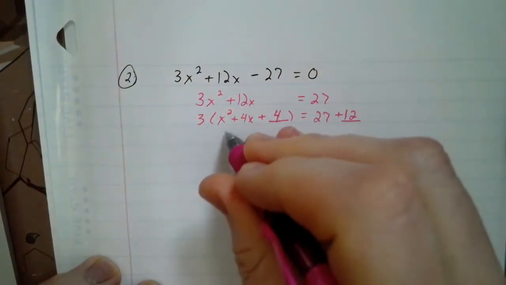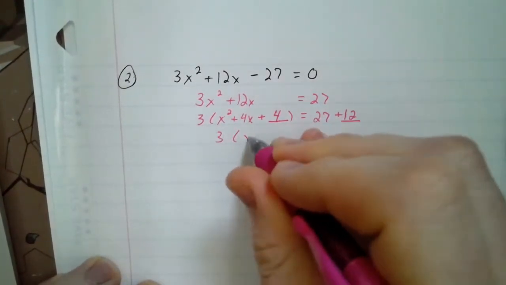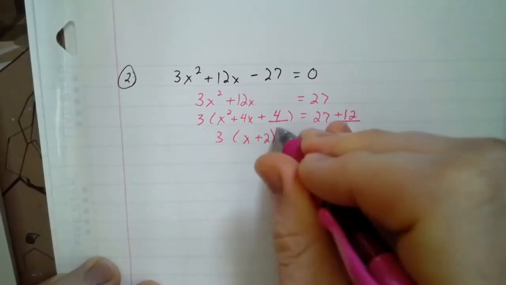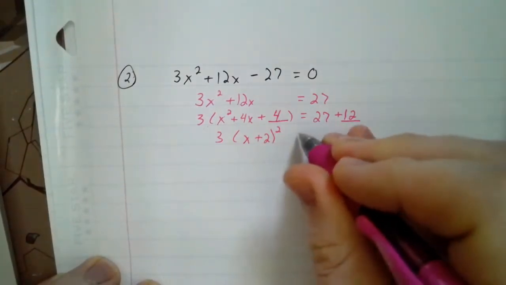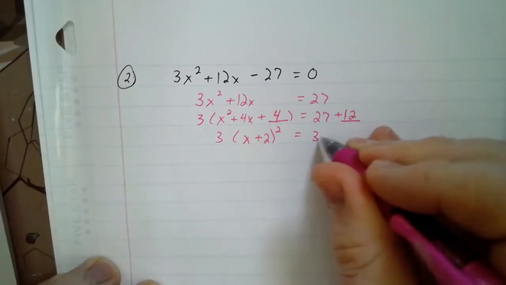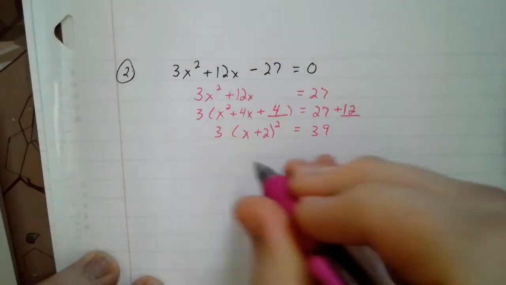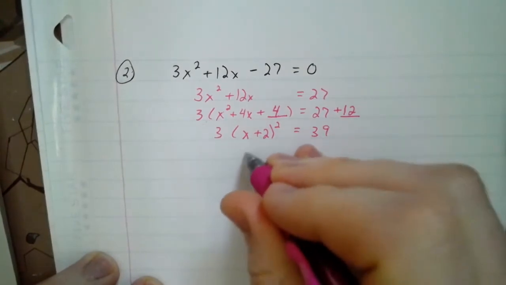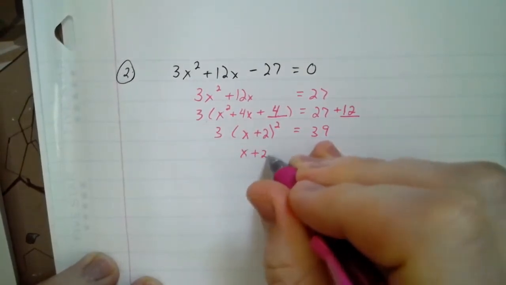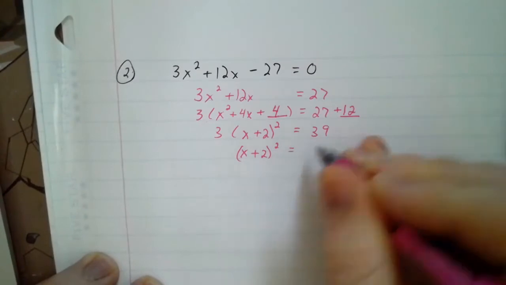Now I'm going to factor the left. I get 3 times the quantity x plus 2, squared, equals 39. All right. We're going to divide each side by 3. We get x plus 2, the quantity squared, equals 13.